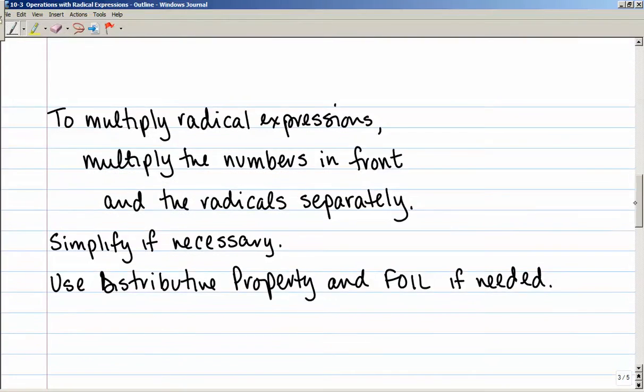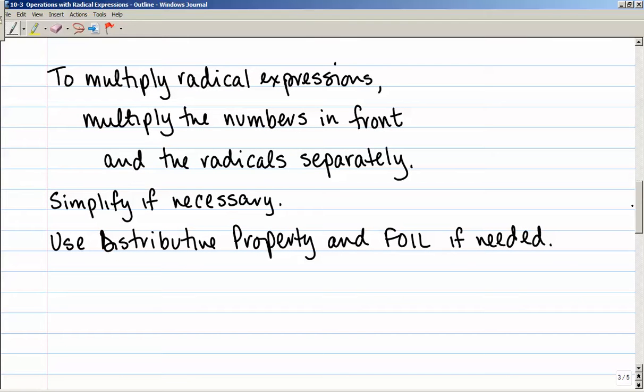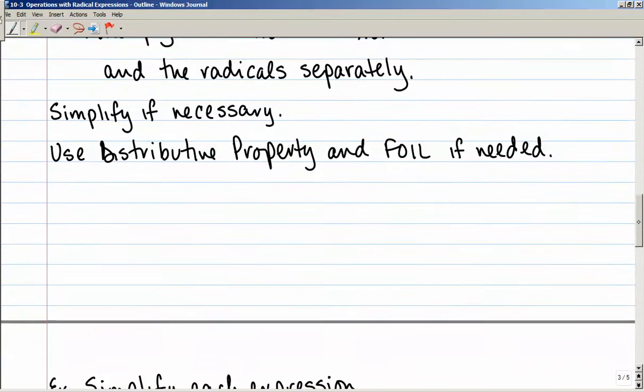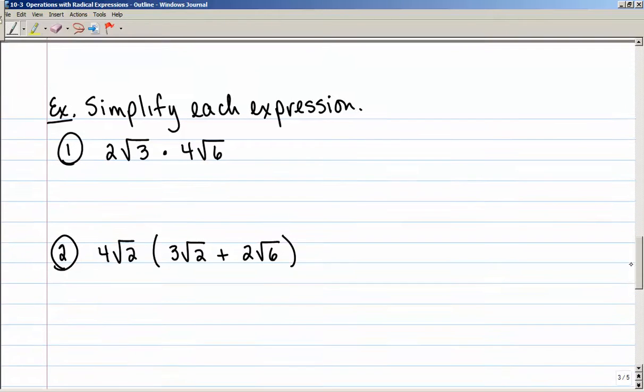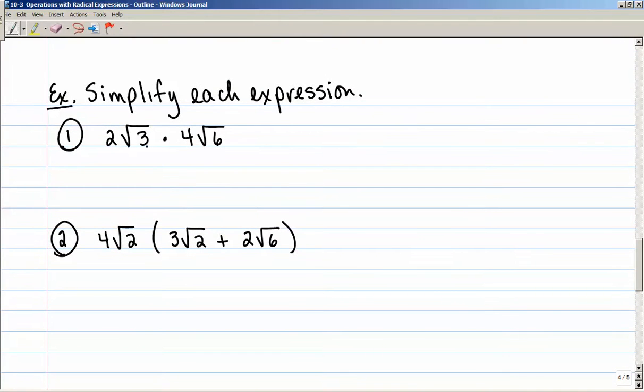Now multiplying radical expressions, you multiply the numbers in front and then multiply the radicals separately. Simplify if you need to, and use the distributive property and FOIL as needed. Our first example here is 2 square root of 3 times 4 square root of 6. Simplest way to do that is to multiply the numbers out front. 2 times 4 is 8. Multiply the square roots. Square root of 3 times square root of 6 is square root of 18.